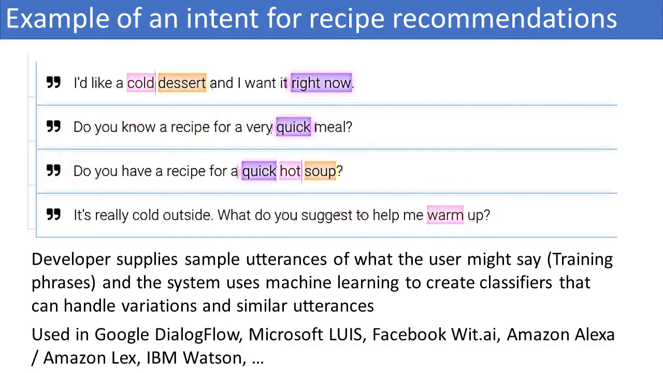Now, here's an example of an intent for recipe recommendations. And basically the idea is that when you build the application, you create a lot of the sorts of things the user is likely to say. In the particular software that I'm going to illustrate, it's called Dialogflow. It used to be called API.ai. At one time it was a separate company, but now it's been acquired by Google. So it's really Google Dialogflow.